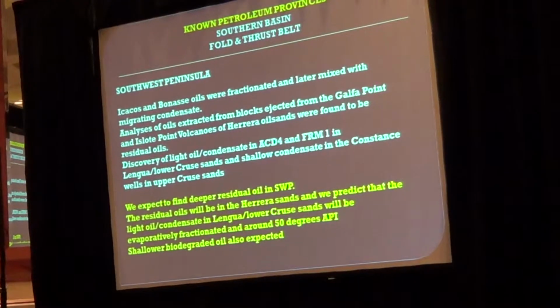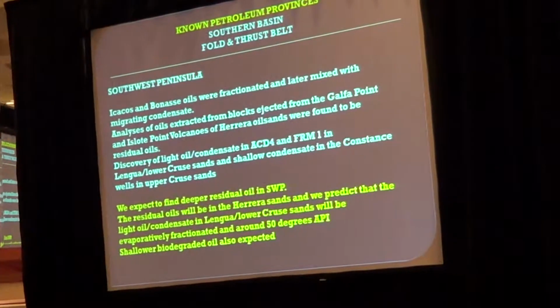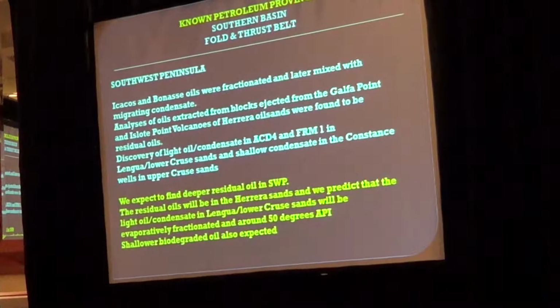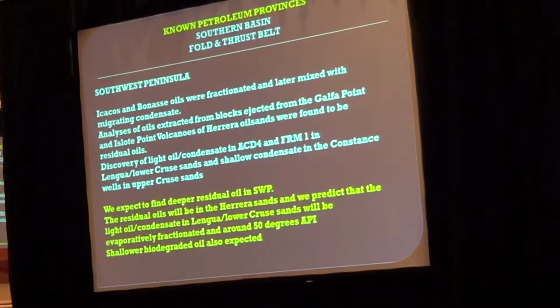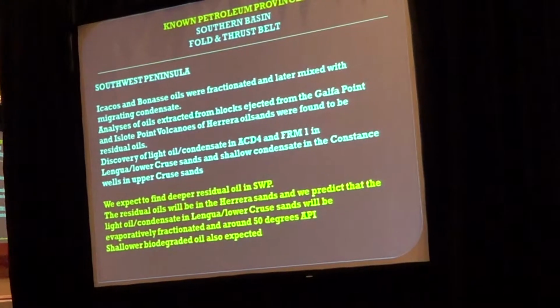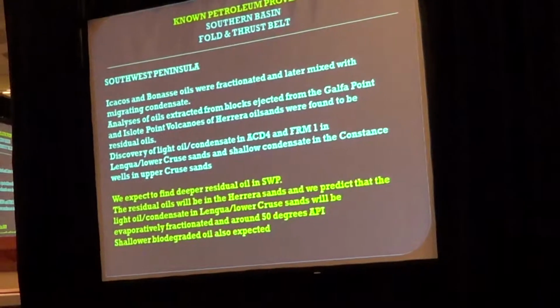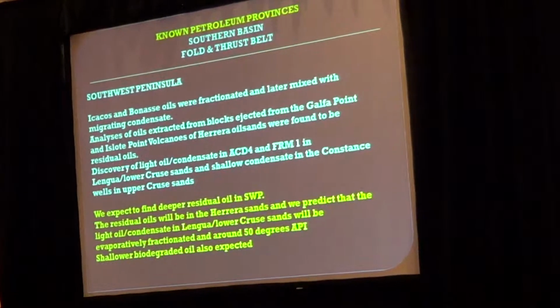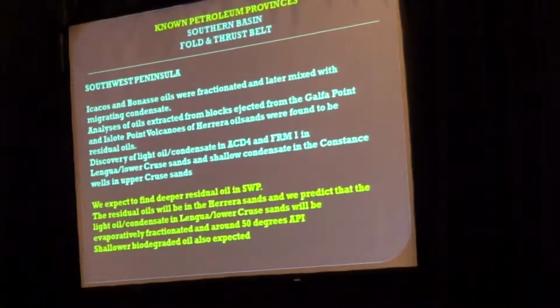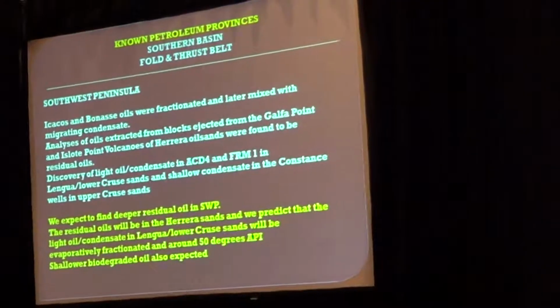And in ACD4 and a recently drilled well, FRM1, both wells went only to Lower Cruz Lengua and found very light oil, and maybe condensate, which we are interpreting as fractionated condensate from deeper residual oils. So we expect to find deeper oils in the Southwest Peninsula, residual oils at the Herrera level, and fractionated oils and condensates at Lower Cruz and Lengua level. And if it's shallow, of course, it can be evaluated like this.